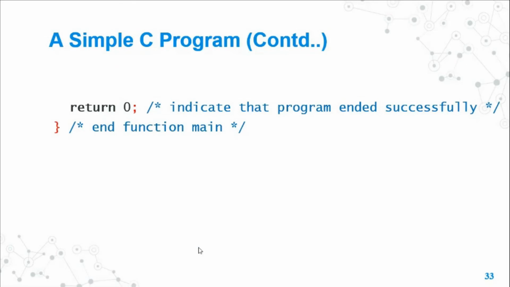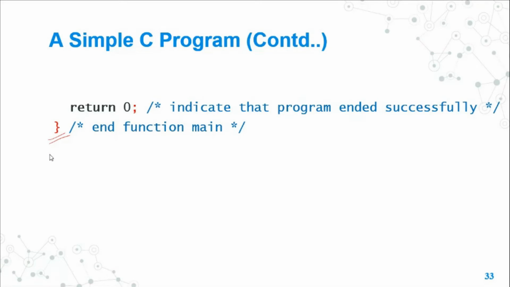Now, finally, we return the value 0. It indicates that the program ended successfully. This return 0 is dependent on the int main void. Since we have given an int value there, in the case of int main void, you have to give a return 0 also. Then finally, we end this function main with a closing curly brace. So this is how this particular function is.